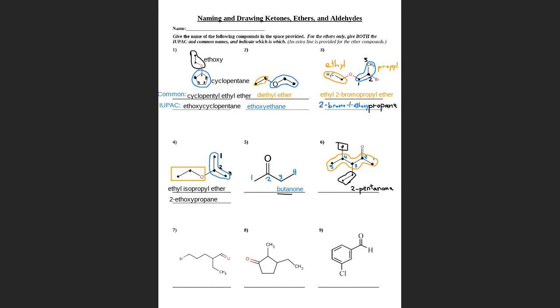Now the top branch is a 1 carbon branch, so that would be called what? Methyl. Methyl, very good. And the bottom branch is 2 carbons, so that would be called ethyl. Ethyl, very good. And so now all I have to do is put those branches in alphabetical order. So this would be 3-ethyl, 4-methyl, 2-pentanone. Exactly. 3-ethyl, 4-methyl.